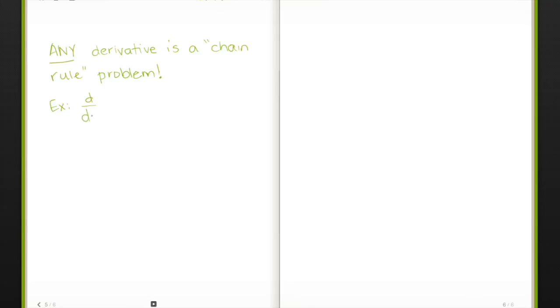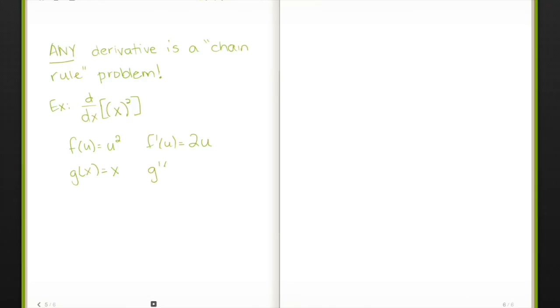So let's look at a problem that will be a proof that any problem is a chain rule problem by tackling one that we know how to solve. Let's take the derivative with respect to x of, let's see, the quantity x squared. That's a good example. Now we know a really easy way to solve it, but let's look at this like it's the chain rule. Our outside function is u squared, or something squared. And what's that something? Just x.